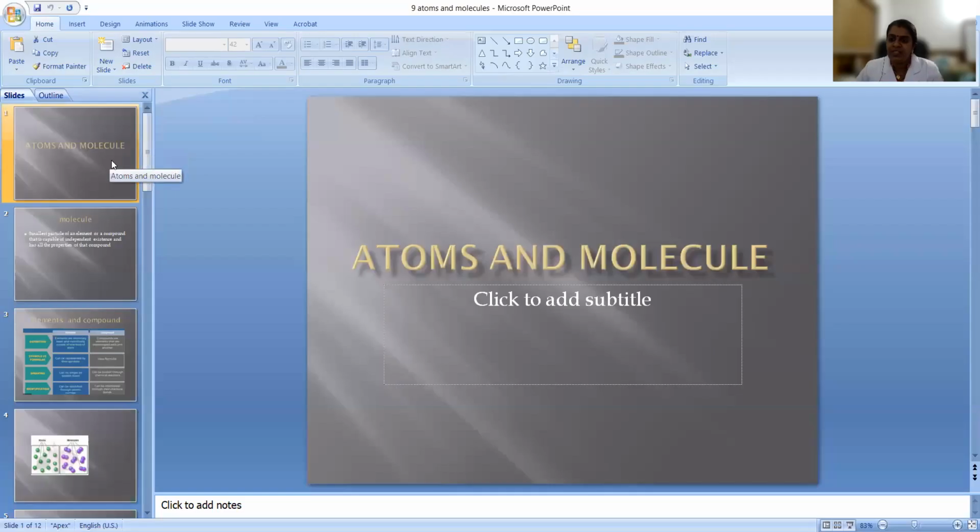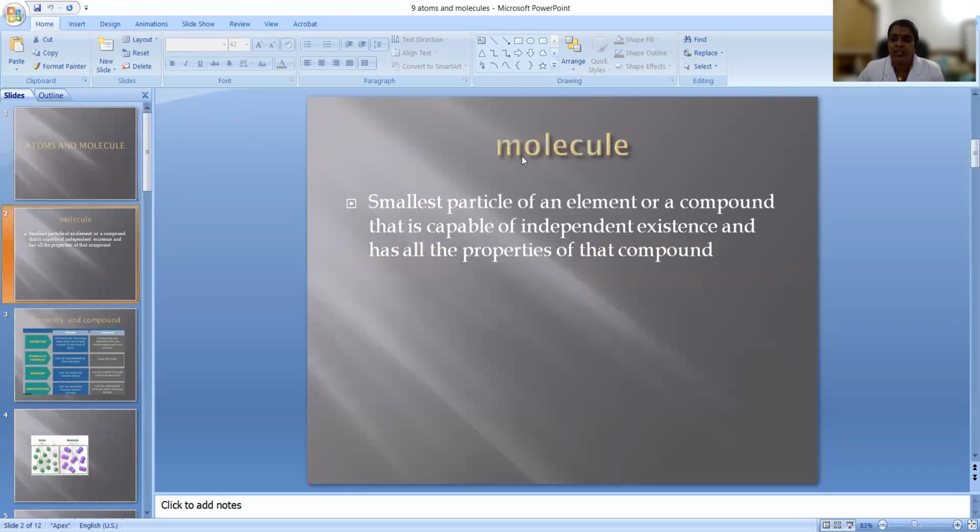Today we are going to discuss a topic, atoms and molecules. Okay, so let us look into that. So atom and molecule, you have a clear idea. I think I am just revising or brushing it up. Okay, so let us see what is a molecule.